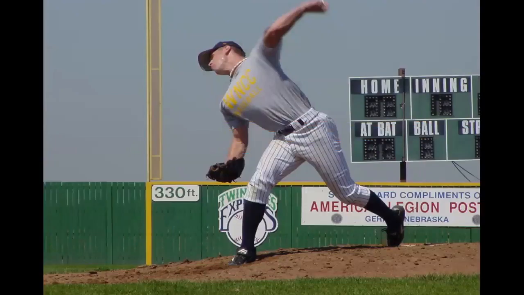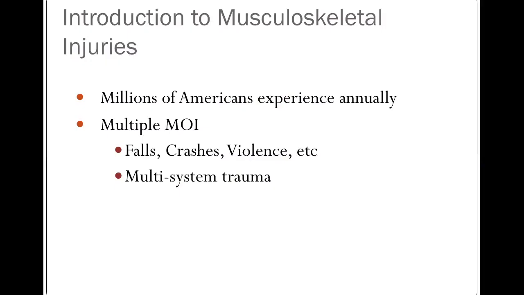The body is absolutely amazing at what it can accomplish, the different positions that it can go in, how it can make us move, and the ways that it adapts. And we tend to push it to its limits, sometimes on purpose, like our wonderful picture here, or sometimes on accident when we start to have injuries. So, there are millions of Americans who experience musculoskeletal injuries. It can be from many different mechanisms of injury, right? You can have falls, crashes, personal violence, and then also just things like multi-system trauma.